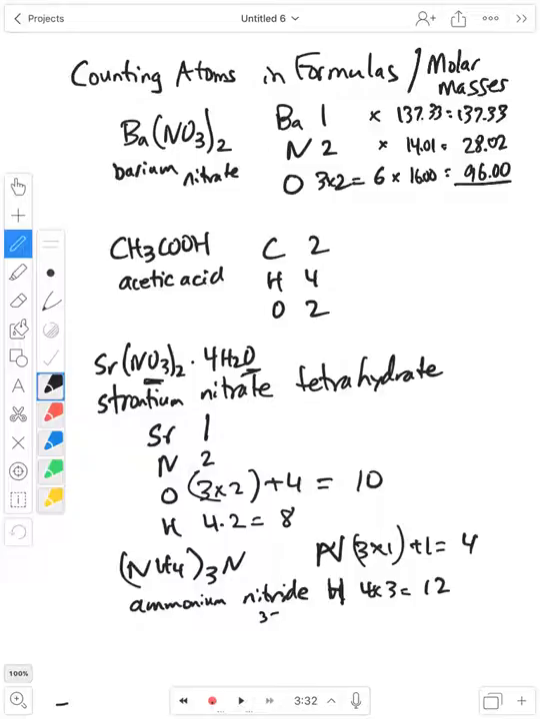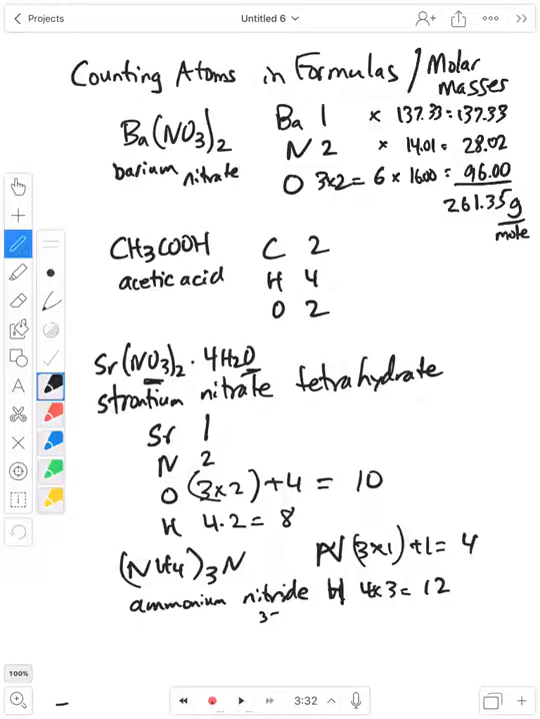And so if we add all those up for barium nitrate, we'll come up with 261.35 for the molar mass. So that's grams per mole of barium nitrate. So you take the number of each type of atom times the atomic mass, and sum those all up, and that will give you the molar mass.